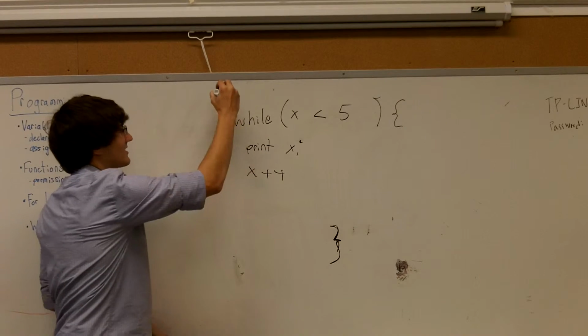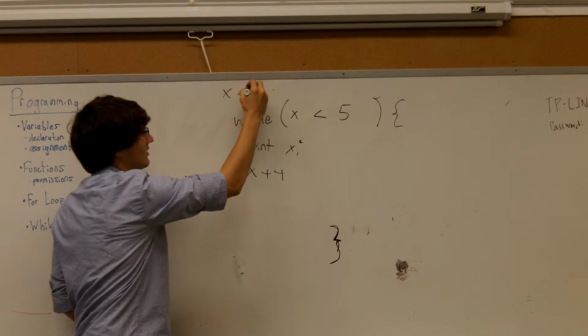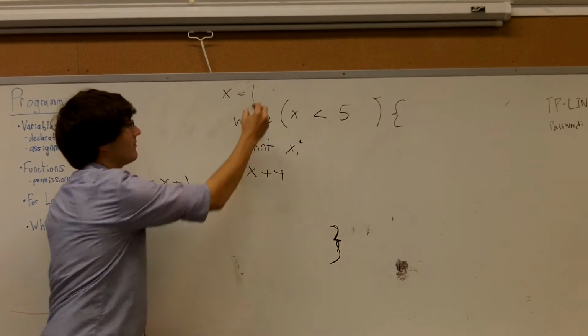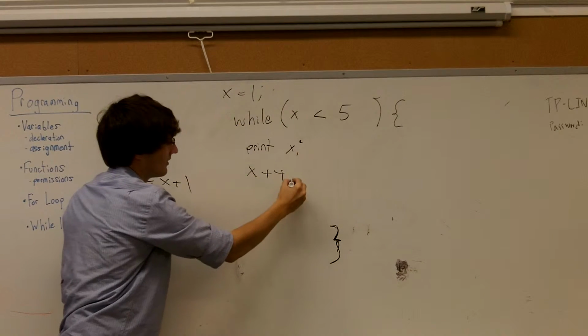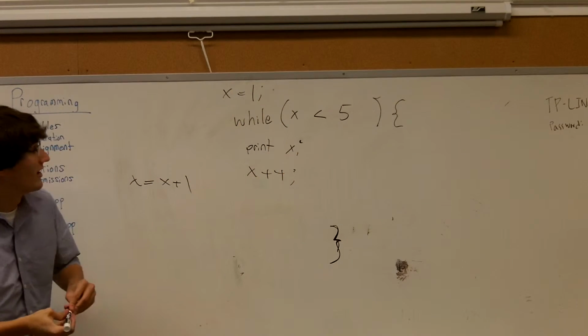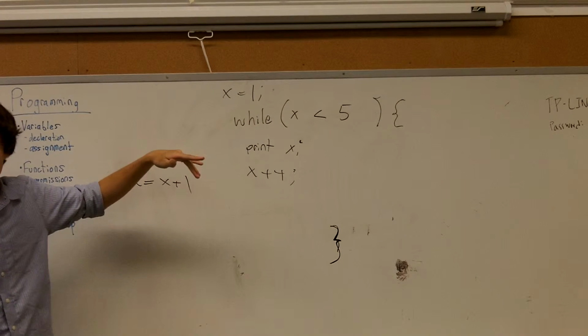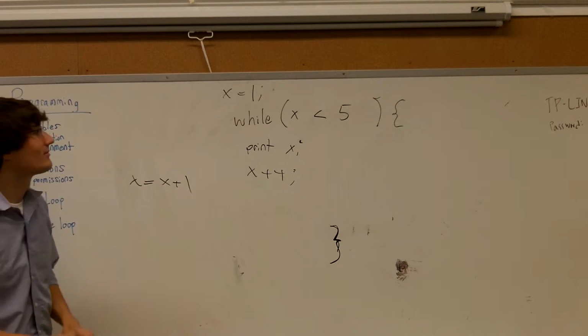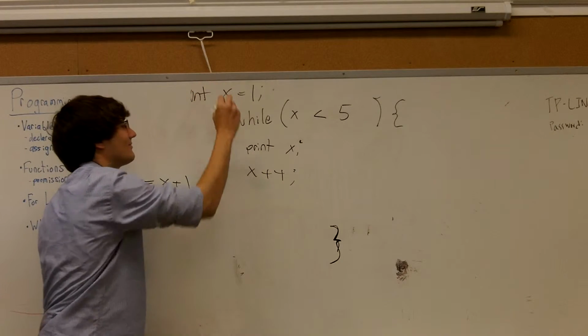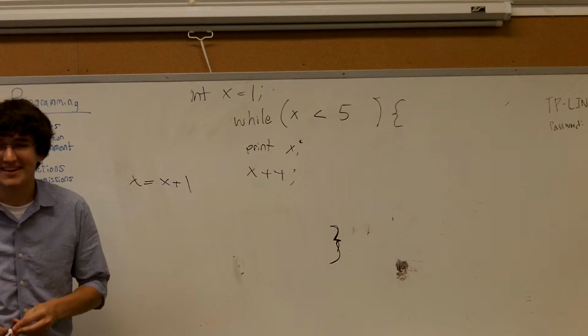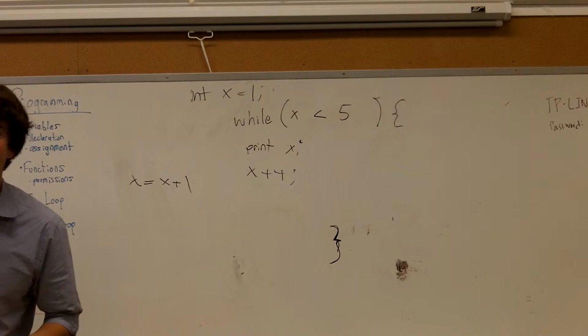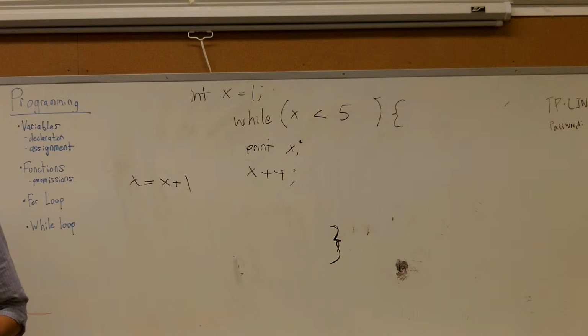So let's initialize x up here to be 1. Then while x is less than 5, we're going to print x. So it's going to print what? Don't you need a type for x when you declare it? Yeah, I'm just doing basic stuff right now, but let's say that x was already declared somewhere else.